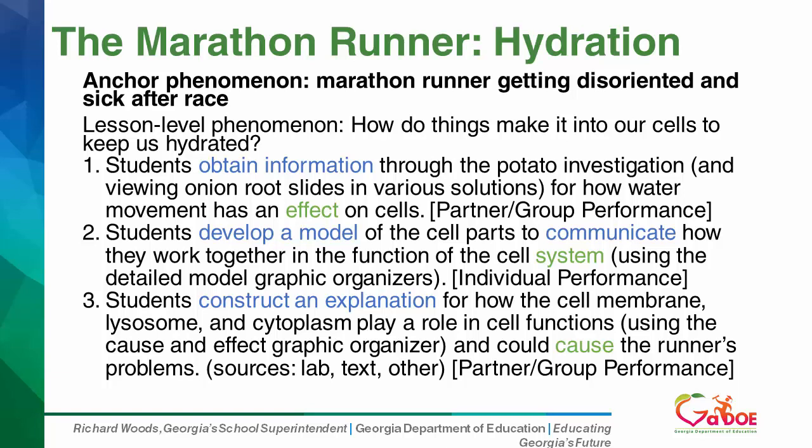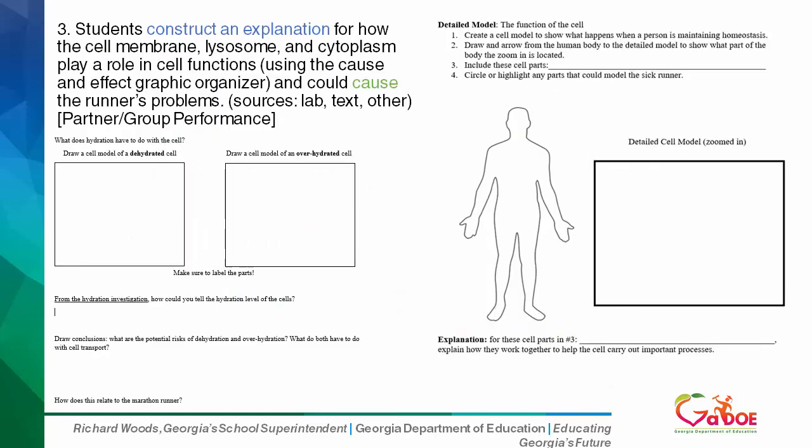Let's take a look at some of these organizers that we used in this unit. So here we can see that students are using models as part of their explanation, in this case with a dehydrated cell or an overhydrated cell. And then on the right, they bring this back to the marathon runner. And part of the explanation piece is to explain how those cell parts work together to help carry out important processes.